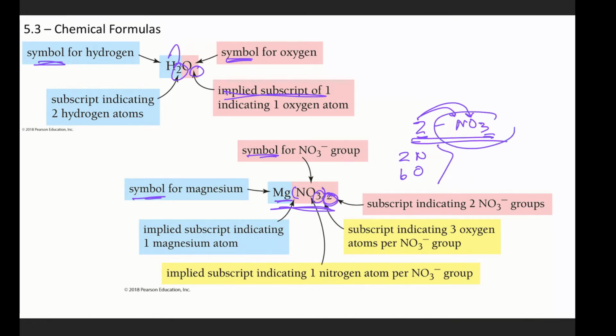And this thing in parentheses is referred to as a polyatomic ion, which we will talk a whole lot more about later. But first, let's just make sure we can read the formulas as they're written and interpret what the numbers mean.